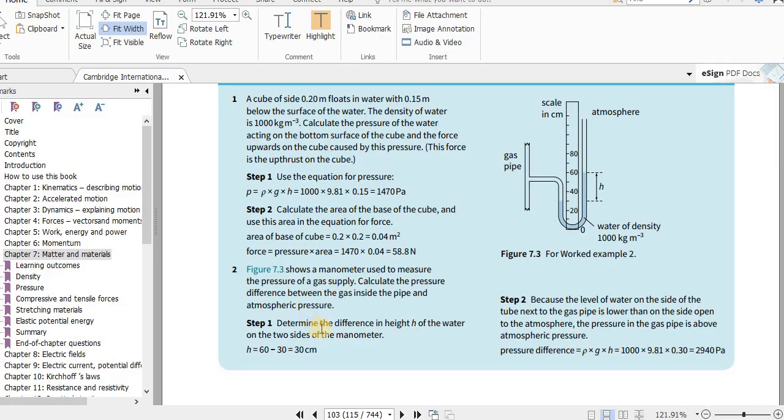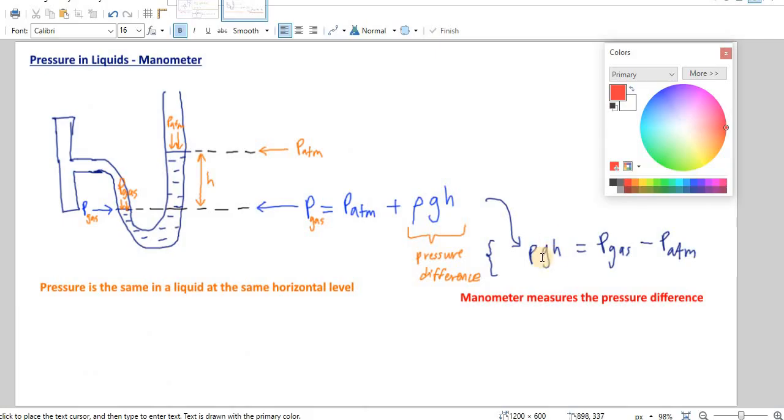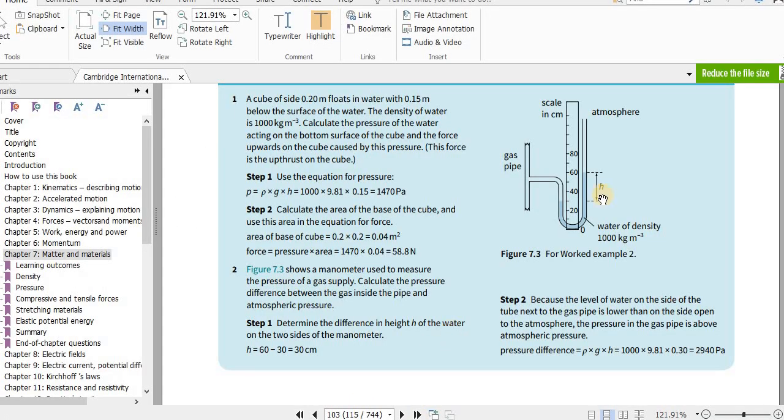Okay, so let's see. Determine the difference in the height h of the water on the two sides of the manometer. Here the height is 60, here the height is 30, right? So you can see here 0, so the 30. So the height difference is 30. So we want what? Rho g h, right? The pressure difference. So therefore we can use this. So the difference is what? 60 minus 30, which is 30.